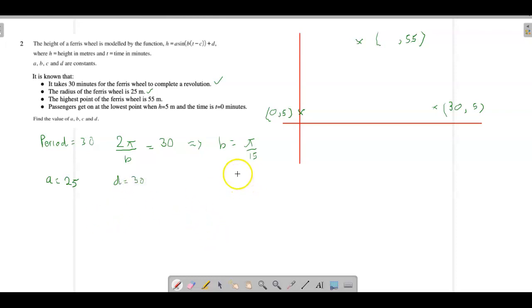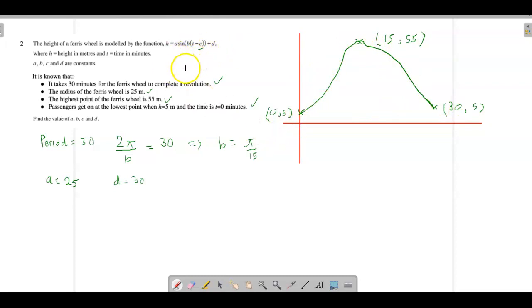So I've got everything now apart from the C value. So I've ticked that one, I've used all these. The only thing I haven't got is my C value. So to get my C value, let's look at the highest point here. Now obviously 0 to 30, the highest point here would have to be 15. So I've gone like this up to 15, and again hopefully your sine curve will be a bit smoother than the one that I've drawn, but it looks something like that.